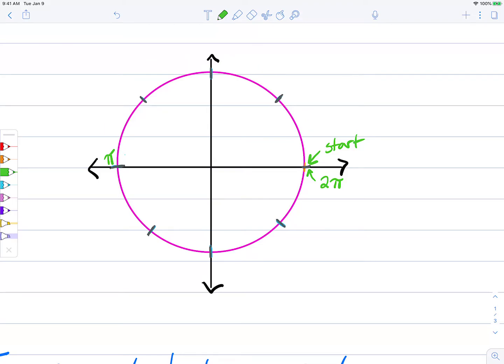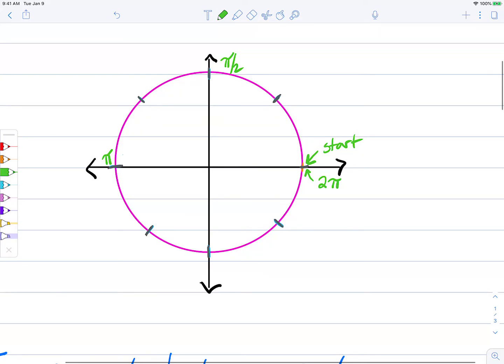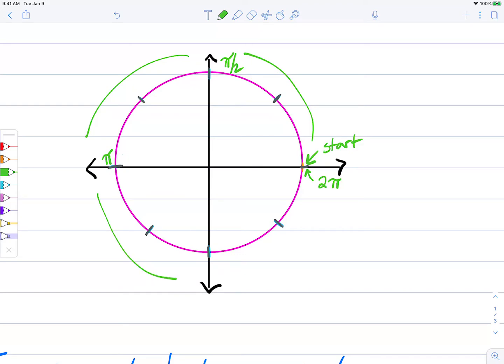If that's 1 pi, then halfway there would be right here. So this would be half of a pi, or pi over 2. We are going to be writing them as fractions. So if this is half a pi, a whole pi, this must be 1.5 pi's, also known as 3 pi over 2, because 3 halves is 1.5. And then 4 pi over 2 makes it 2 pi, because 4 over 2 is just 2. Okay, well, what's in between?